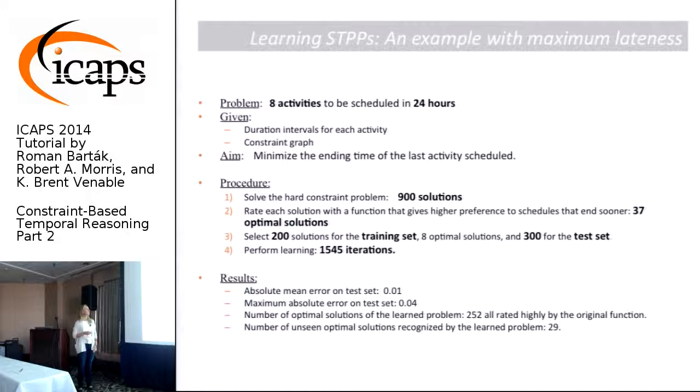We trained it on 200 solutions, and these are the absolute mean error, maximum absolute error that we got. We're using fuzzy preferences, okay? So this means with 2 digits of precision, we're at 1%, 4% error. And we actually detected 29 unseen optimal solutions. There was a little bit of flattening, but it was a nice compact way to represent preferences and to extract local preferences on which we can then reason, from global ones that are much cheaper, easier, faster to elicit. Okay, so are there any questions on preferences before I move to uncertainty?